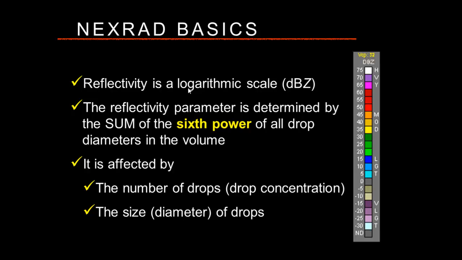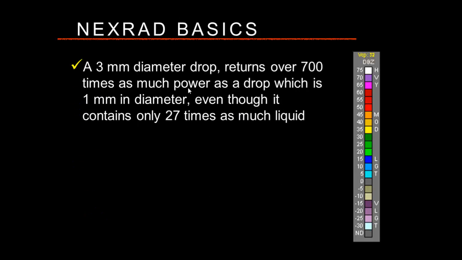When you get really large drop sizes, and we expect that in convection or thunderstorms, drops tend to coalesce into larger and larger drops. That means we likely have some pretty serious weather to deal with. But you can also have lots of smaller drops and still have pretty high reflectivity, but not have much in the way of significant turbulence. A 3 millimeter diameter drop actually returns over 700 times as much reflected power as a drop which is only 1 millimeter in diameter, even though it contains only 27 times as much liquid.